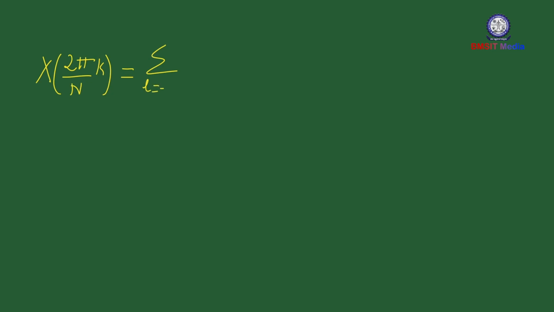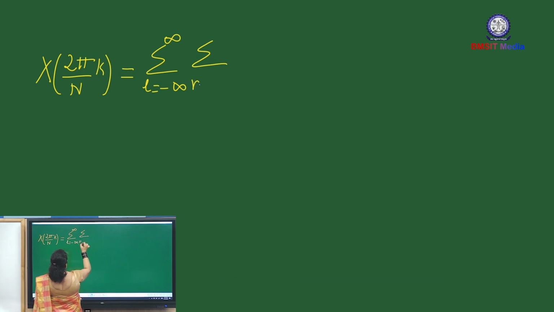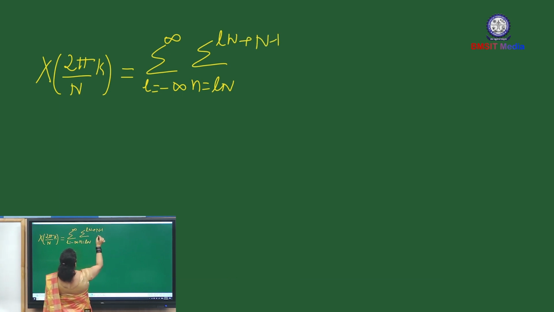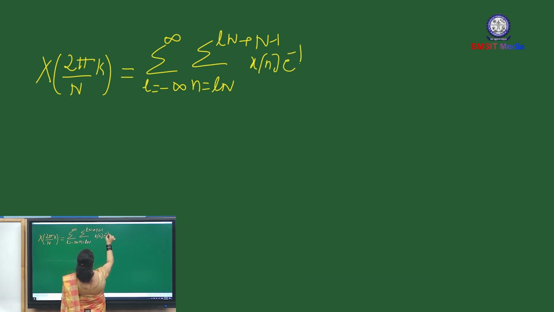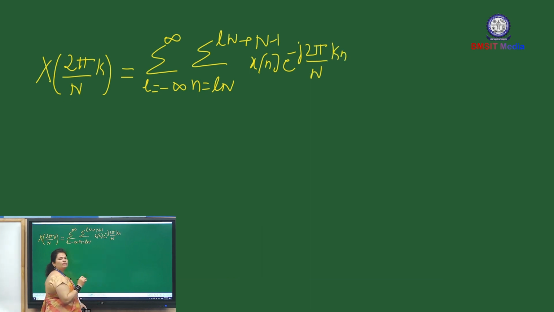l was varying from minus infinity to plus infinity. Then n was varying from lN to lN plus N minus 1. And here we have x of n e raised to minus j 2 pi by N k n. So this is where I am going to reorder, and I am going to change the inner index from n to n minus lN. So let us see what will happen after this.